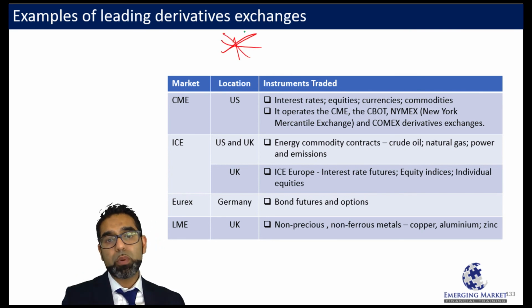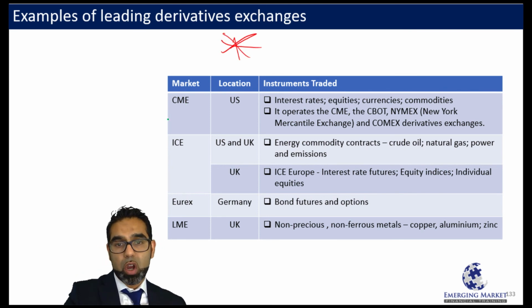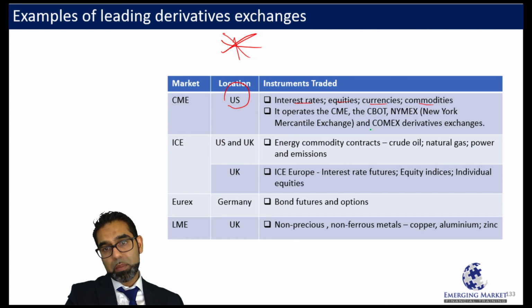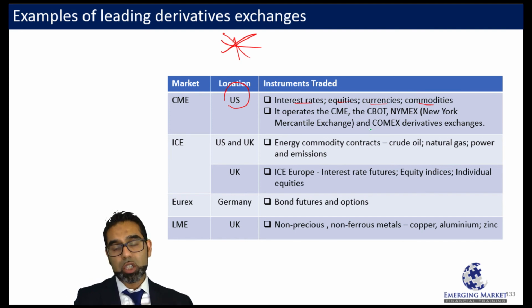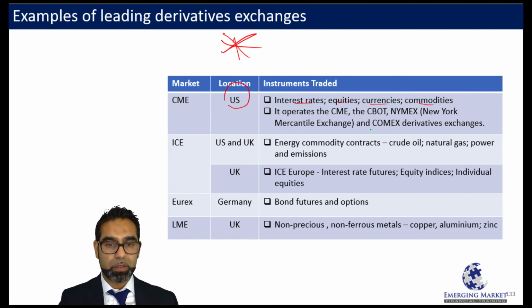Okay, examples of leading derivatives exchanges: the Chicago Mercantile Exchange in the US. They trade interest rates, equities, currencies, commodities. It operates the CME, the CBOT, NYMEX. Many exchanges come under this, even the COMEX Derivatives Exchange. In the UK, we have ICE. ICE is actually owned by New York Stock Exchange now.